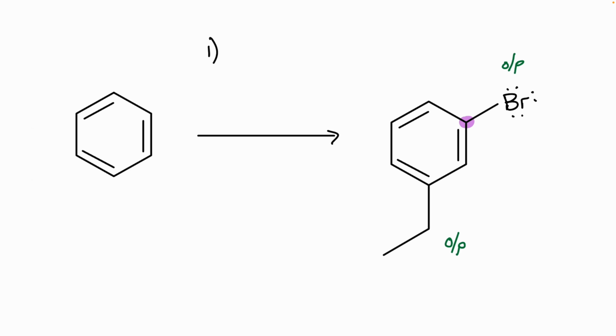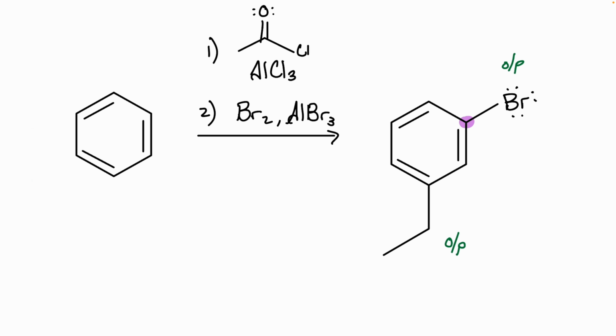Okay, so first, how many carbons do I have on there? 2. Now I don't want to reduce it yet because I need its meta-directing powers. So I'm going to do my bromination reaction. And once that bromine's on the ring, then I can reduce that acyl group using zinc, HCl, and heat.